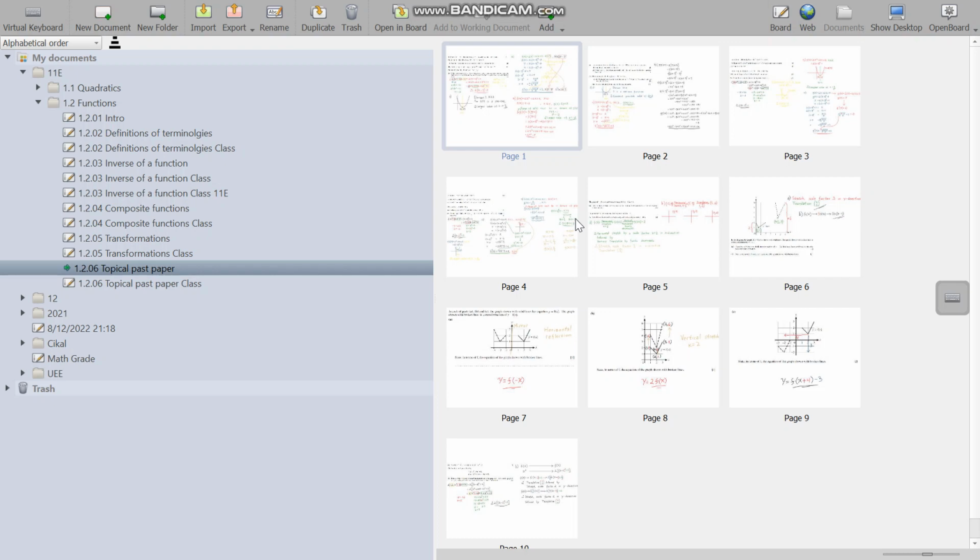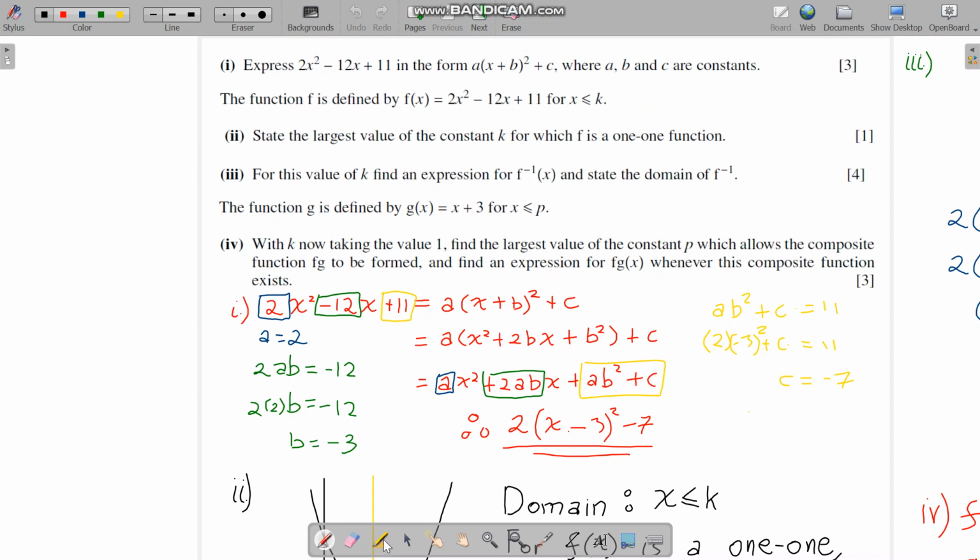Hello everyone, this video is about transformations past paper. Number 1, express 2x squared minus 12x plus 11 in the form of this.